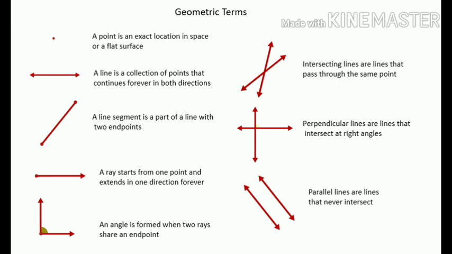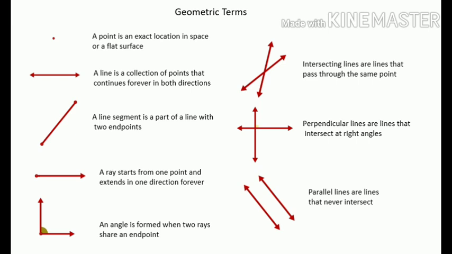Fourth, ray. A ray starts from one point and extends in one direction forever. Means we can extend a line in both directions and a ray in only one direction. Fifth point, angle. An angle is formed when two rays share an endpoint. Means when both the rays meet at a point, they form an angle.